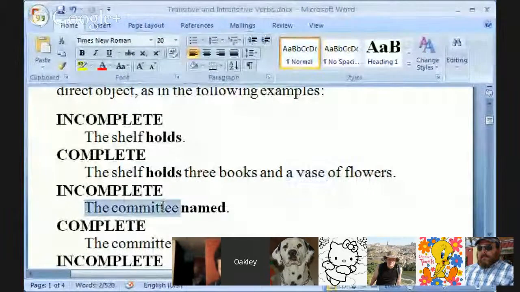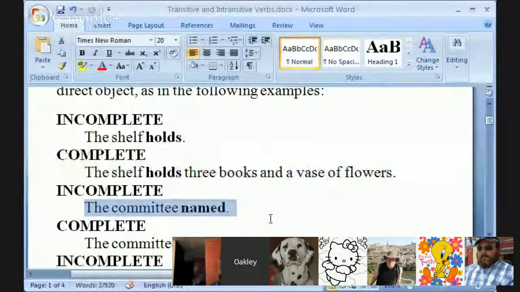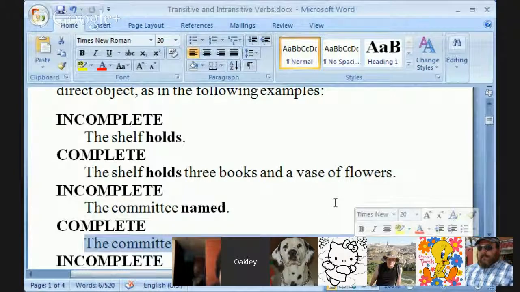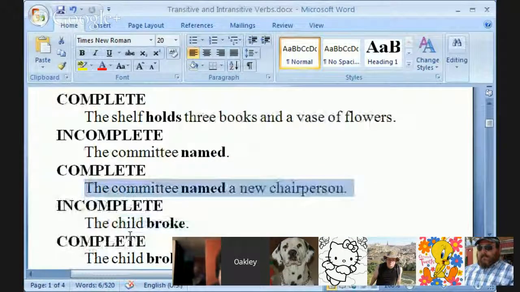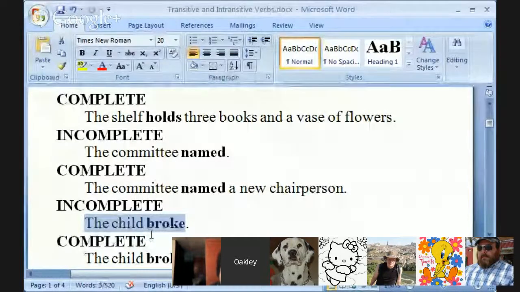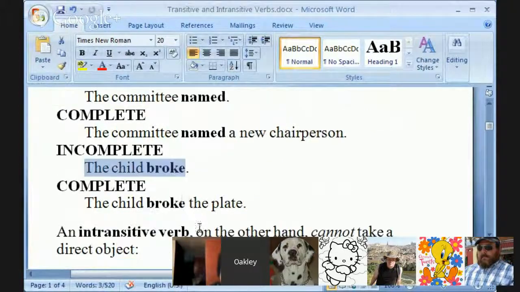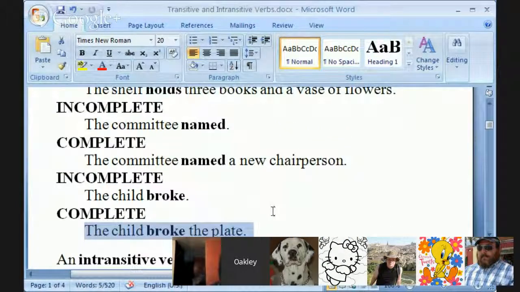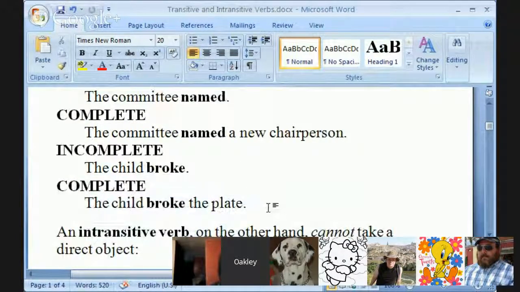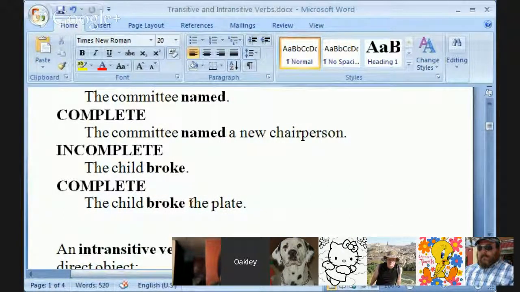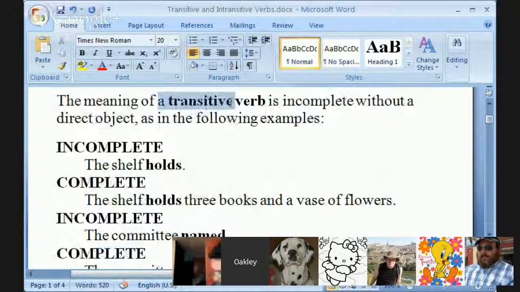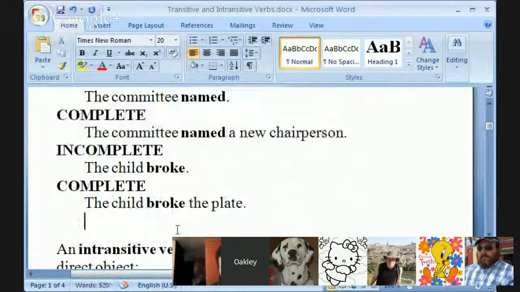Okay, another example, the committee named. Named what? Doesn't make sense. To complete it, we need an object noun. The committee named a new chairperson. The child broke. Okay. That almost makes sense if the child shattered into pieces. But children don't normally do that, so that doesn't make sense. All right, the child broke the plate. Okay. Very simple. Let's have you guys give me an example of a sentence with a transitive verb that needs to have an object. Just keep it simple. Don't hurt yourselves.